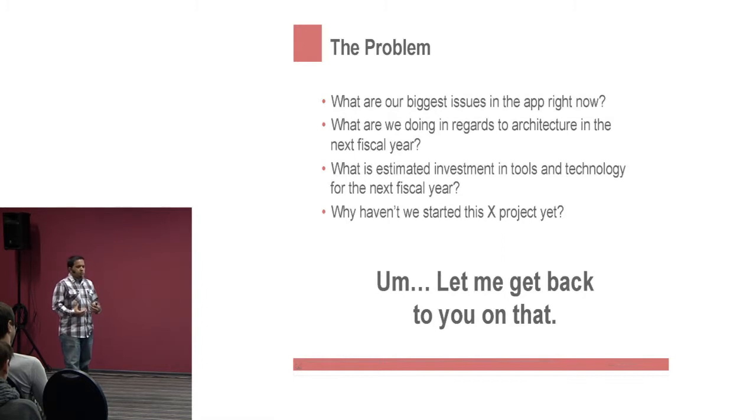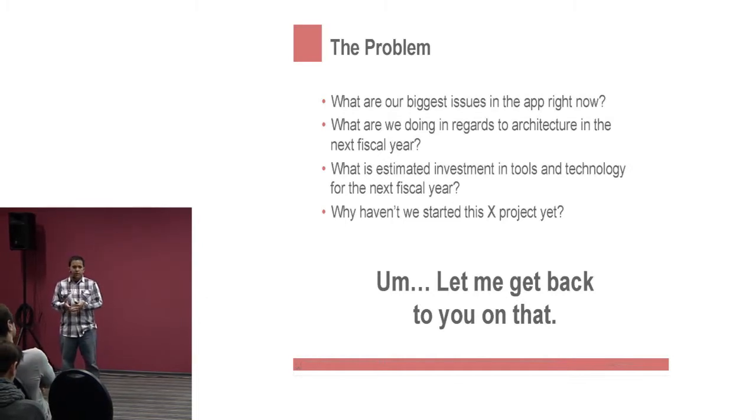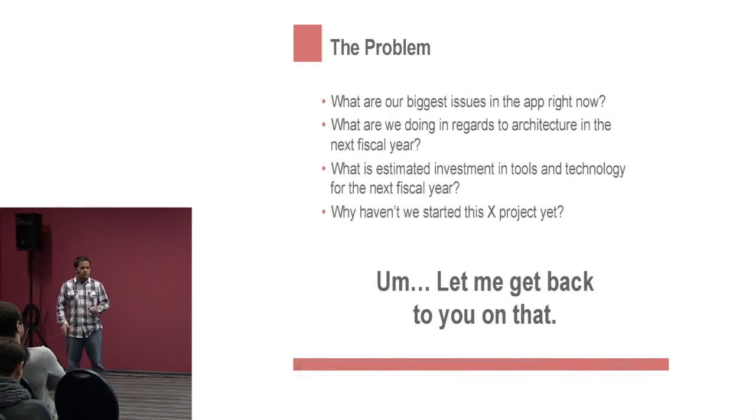So my stakeholders come to me and they say, okay, based on all these things that are going on, what are our top priorities right now? What are the biggest issues in the application right now? This is one common question and not often easy to answer. How are we doing in regards to architecture now and next fiscal year? What are the business priorities, and how do we align that to the architecture priorities in the system?